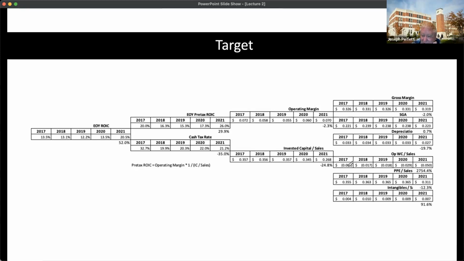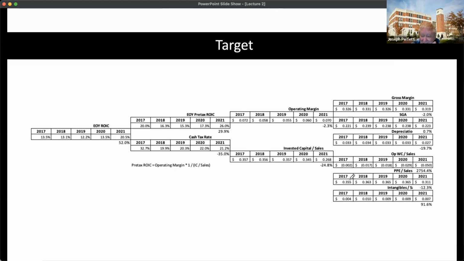Working capital went from 0 to negative 5 cents. So they basically pushed not paying their suppliers. That took 5 cents out of their invested capital. More negative means lower invested capital. They have more accounts payable. So 5 of the 9 cents of improvement came by not paying their suppliers.